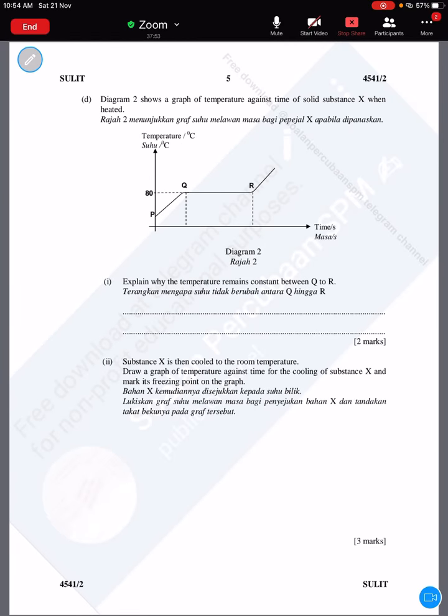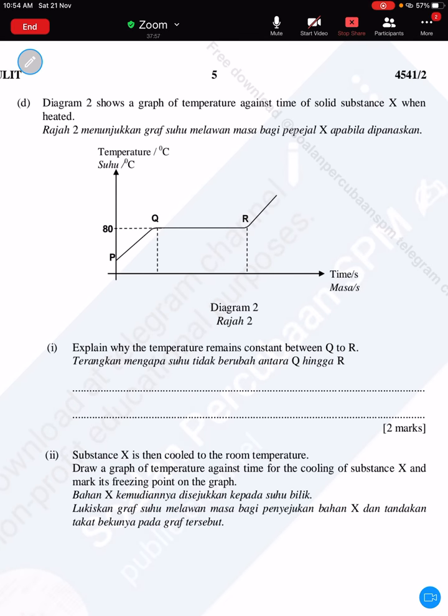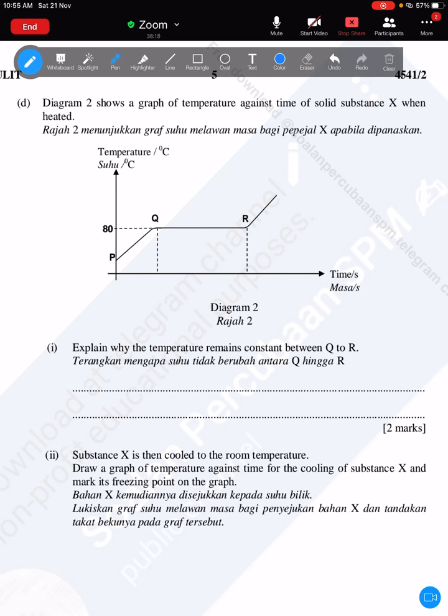Okay, this one. The moment you look at here, the first thing that might appear is naphthalene. So, as you can see over here, Diagram 2 shows a graph of temperature against time of a solid substance X when heated. Okay, good. Guys, they say heated, solid.